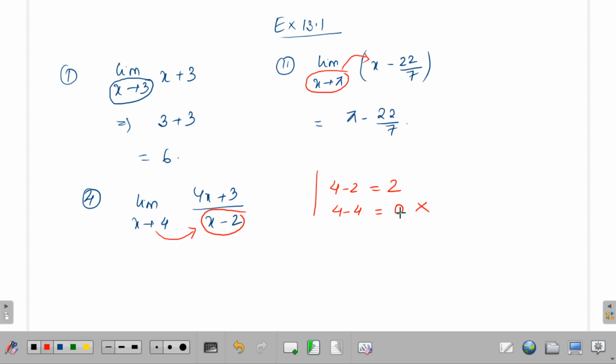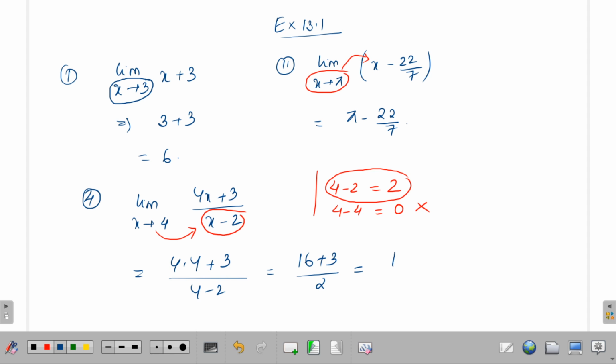So you have to do it in a different manner. But over here, I'm simply getting your denominator to be 2, so that means you can solve. You simply put in the value, which would be 4 into 4 plus 3 divided by 4 minus 2, which would be 16 plus 3 divided by 2, nothing more than 19 by 2. So I got this one. So that's all about your question number 4.